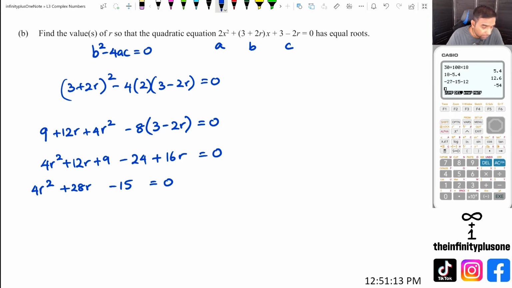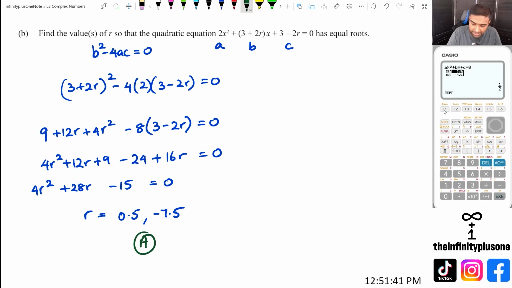Now, folks, at this point here, I'm not going to use the quadratic formula. You can if you want to, but I am just wary of time. So just go straight into the polynomial degree 2 and I punch in 4, 28 and negative 15. So that's going to give me an r value of 0.5 and negative 7.5. And again, this is Achieved for both values. That's why I'm not going to sit here wasting time doing something else like the quadratic formula.